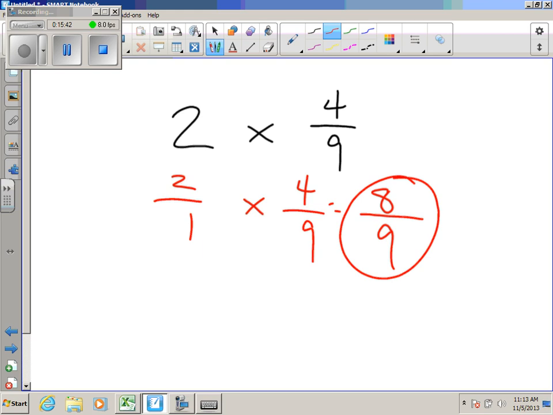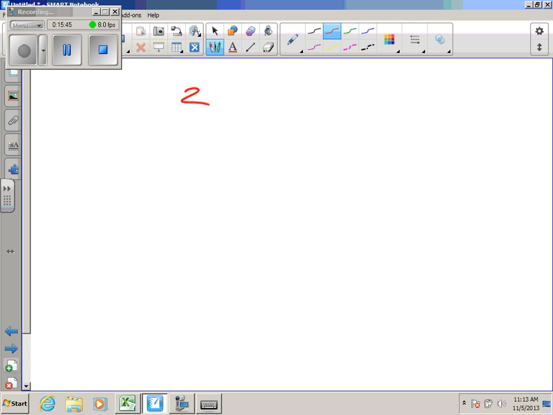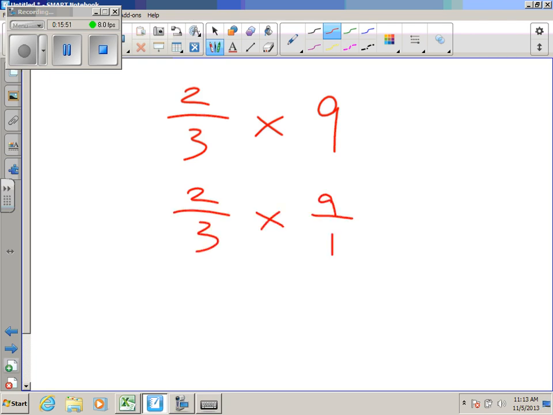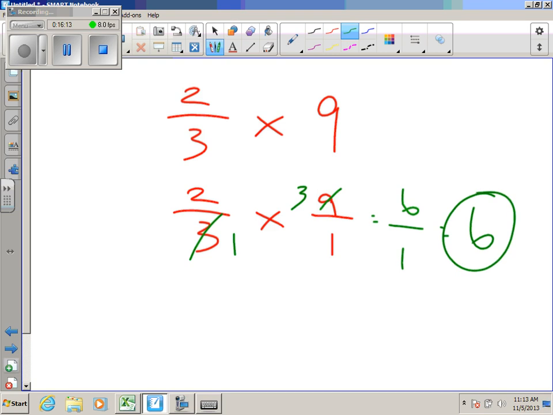How about 2/3 times 9? So rewrite: 2 over 3 times 9 over 1. Anytime you get a 1, there's not going to really be anything that you can do with it. How about 3 and 9? Can I divide 3 and 9 by the same thing, Mariah? 3. So there's 1 3 there. How many 3s here? 2 times 3. 1 times 1 equals 6.